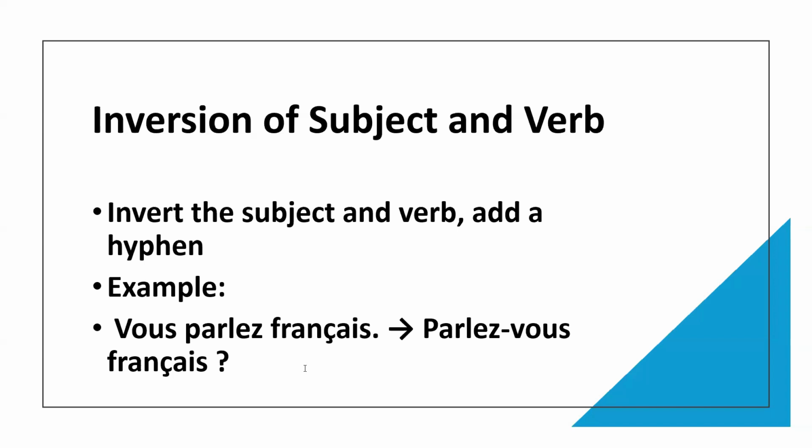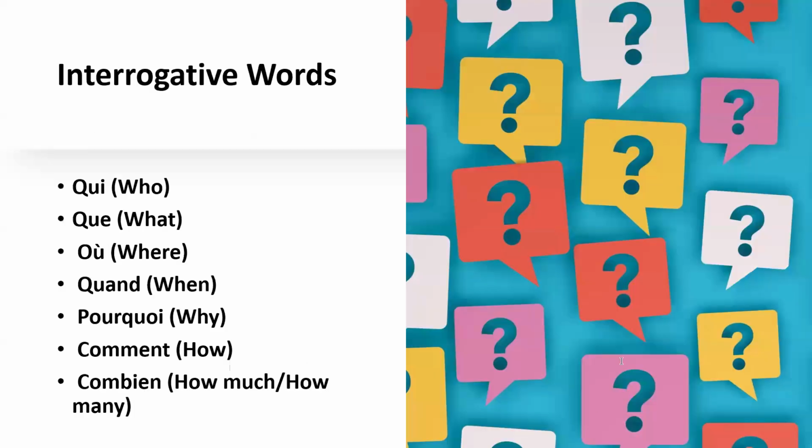Okay, now we're gonna look at the interrogative words. There are many. It's not only est-ce que, because there is qui, who. Like English, you have who, what, where, when, why, how much, how many. So who is qui? What is que. For example, qui est là? Who is here? Que fais-tu? What are you doing? Où es-tu? Where are you? Quand veux-tu venir? For example, when do you want to come to my house? Pourquoi? Why? Why did you do that?